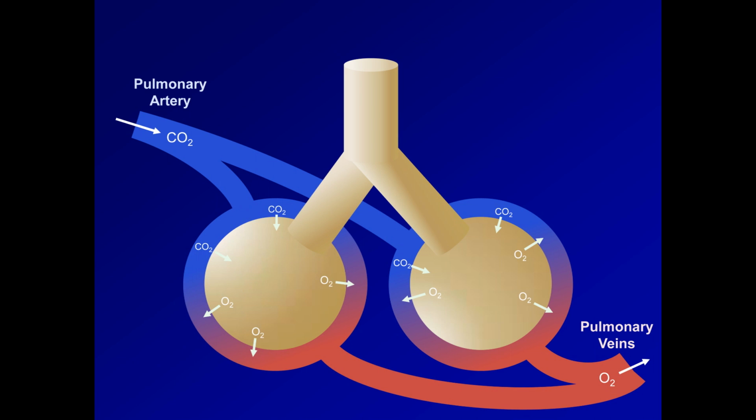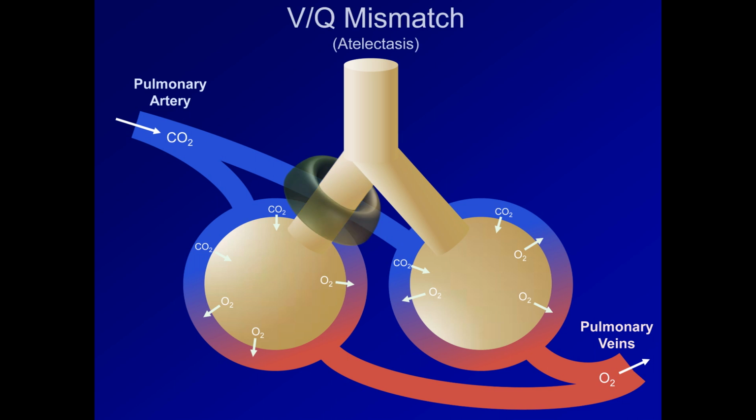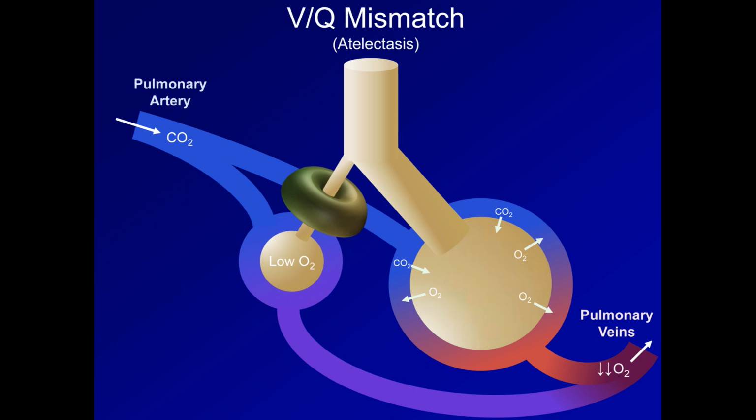Let's go back again. What if we have a situation where extrinsic compression from something like a tumor reduces the caliber of a large airway, which then reduces the amount of ventilation received by alveoli distal to that obstruction? This partial collapse of alveoli, known as atelectasis, results in low oxygen within the affected alveoli. This looks remarkably similar to the case with the pulmonary edema, where there is incomplete oxygenation of blood leaving this lung unit to return to the pulmonary veins.